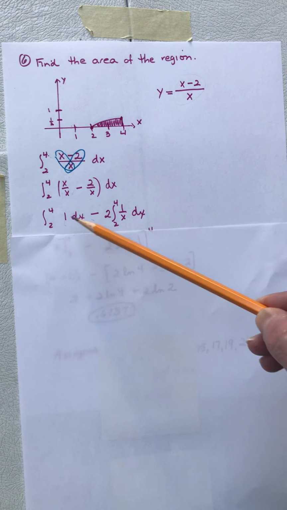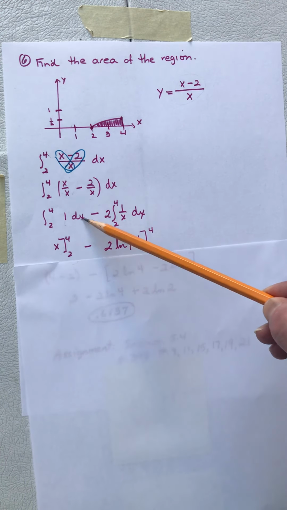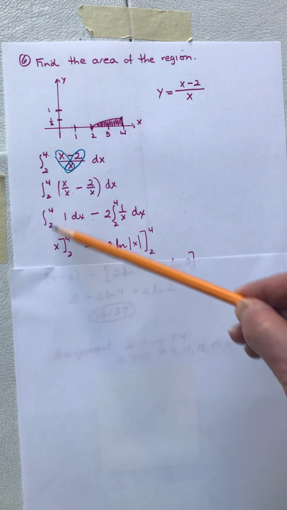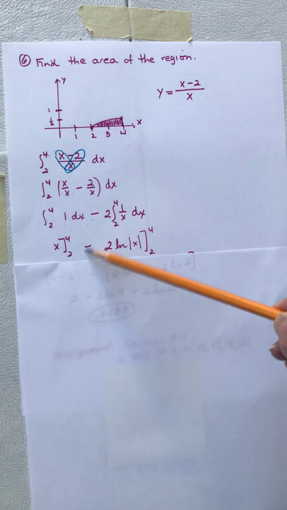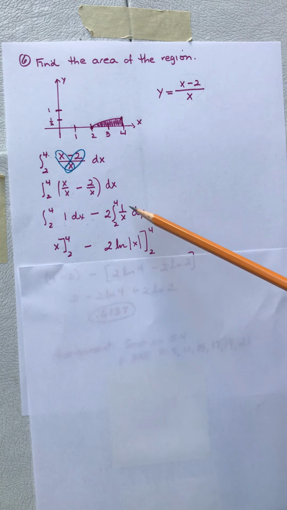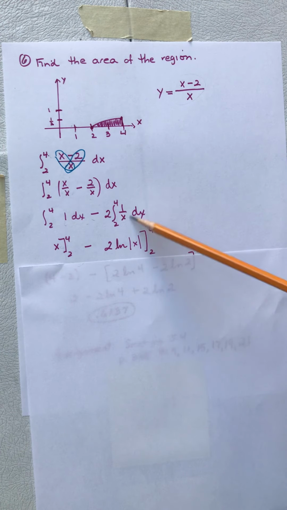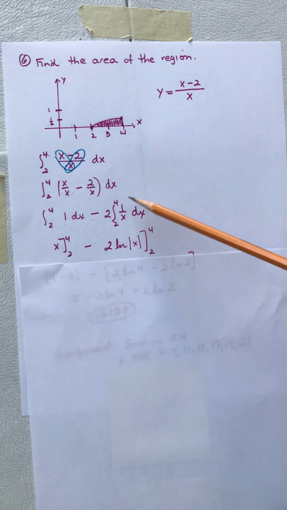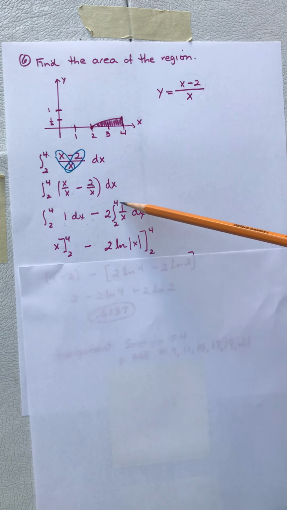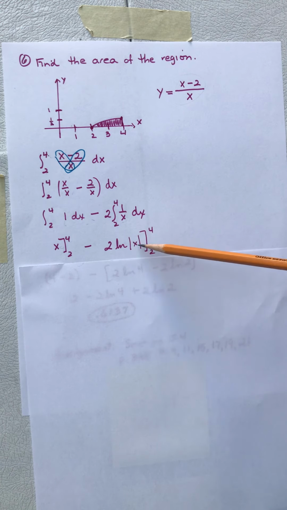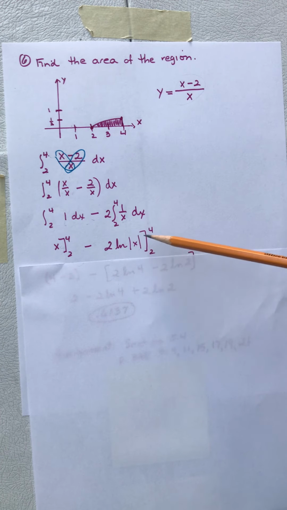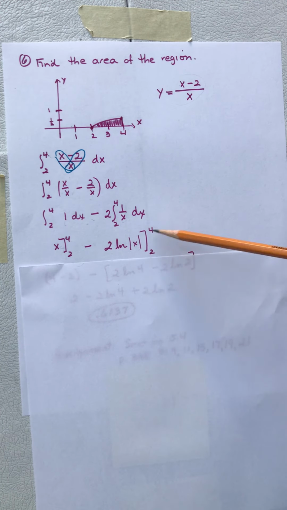Now, the antiderivative of 1 is x, and we're going to integrate that from 2 to 4. I bring down my minus 2 coefficient, and I integrate 1 over x. I hope you remember, I know it's been a while since before vacation, but the antiderivative of 1 over x is the natural log of the absolute value of x. I hope you remember that. And then we're going to integrate this from 2 to 4.